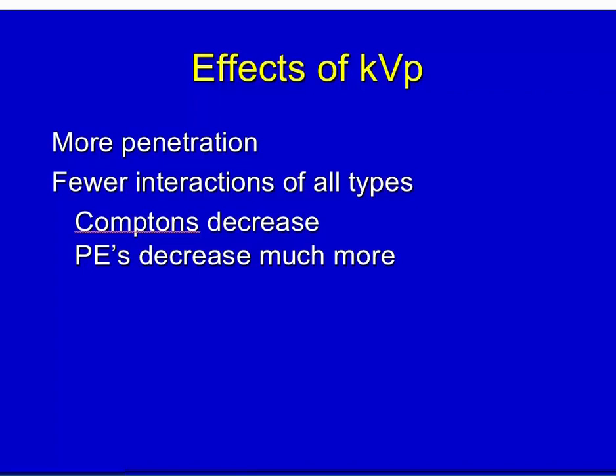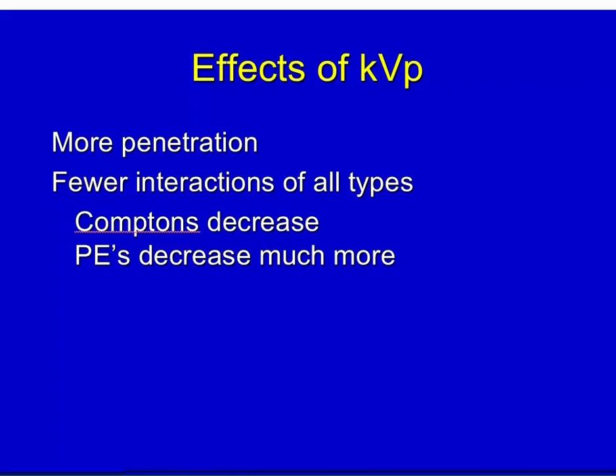So the effect of kVp on the X-ray beam is that we have more penetration. We have fewer interactions of all types. The Comptons decrease, but the PEs decrease much more rapidly than the Comptons do. So the Comptons remain somewhat consistent. There's a narrow window that as kVp goes up, the Comptons decrease, but they don't decrease a whole lot. But the PEs decrease far faster than what the Comptons do, and so we get more penetration through the patient.